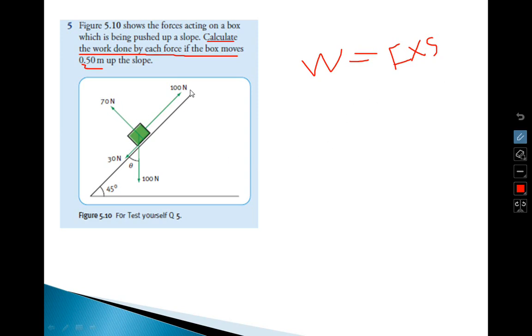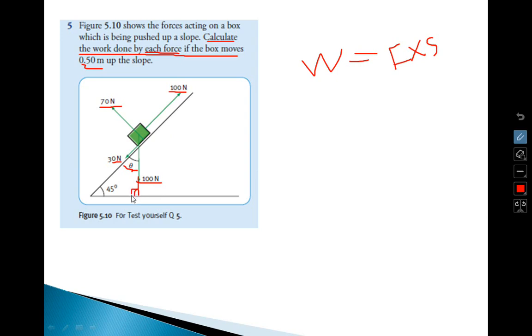So how many forces do we have here? This is the first force, this is the second one, there the third one, and this is the fourth one. We have 4 forces. In each case, we need to find the work done by each force if the box moves 5 meters up the slope. Okay, so now we have a distance and an angle theta here. First, I will give you a key answer. Okay, it's not a problem. Now we have here what?